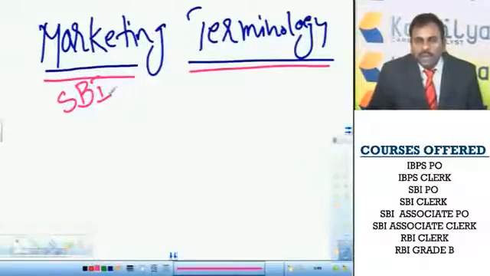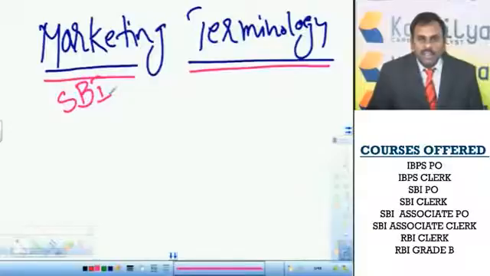So you might be getting a doubt: why is SBI giving marketing questions more than any other examination like IBPS, Lakshmi Vilas Bank, or most of the other banks in India? It has some importance that we are going to discuss a little later. First of all, we should understand how many questions will come from this particular subject from the examination point of view.